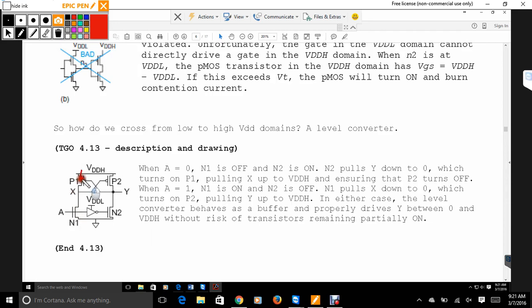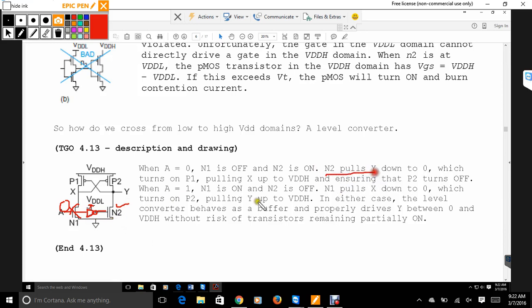Here's what's going to happen. The VDD high is tied to both PMOS circuits, because ultimately we'll want to drag it up to that higher supply voltage. And then VDDL is only driving this inverter here. So we have A input, which is tied to this NMOS transistor, and we invert that signal and put it on the NMOS transistor here. So when A is 0, N1's going to be off, and N2 is on, because we've inverted it.